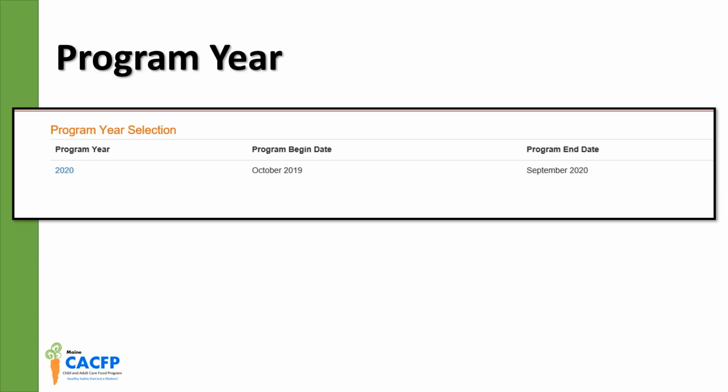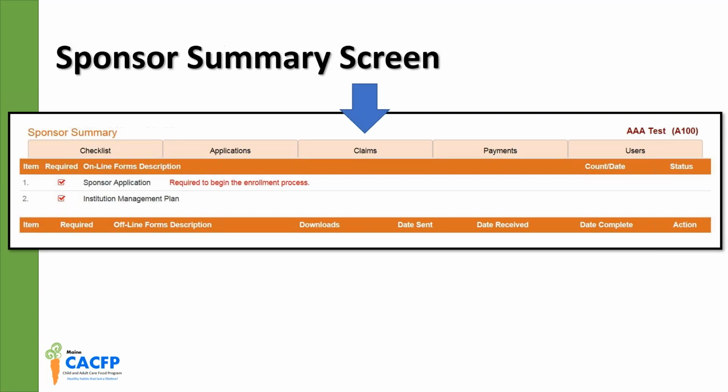This screen will require you to select a program year. Currently, there will be only 1 year listed. Make sure as the years go on that you're clicking the correct program year on the left. It's the 2020 in blue. And you are all familiar with your sponsor summary screen, except today we're going to be going over a tab that you have not used. We are going to go over the Claims tab and the Payments tab.